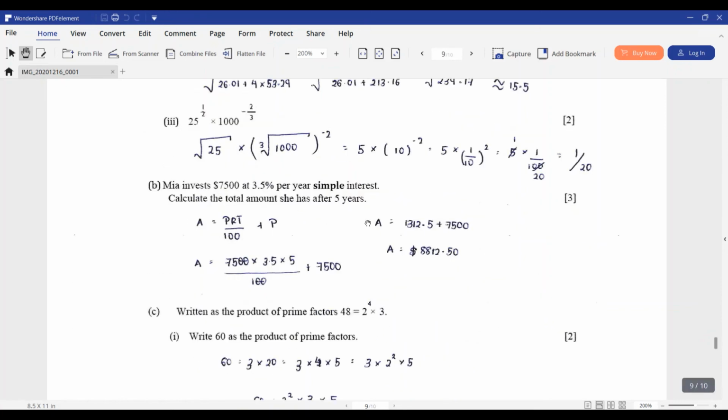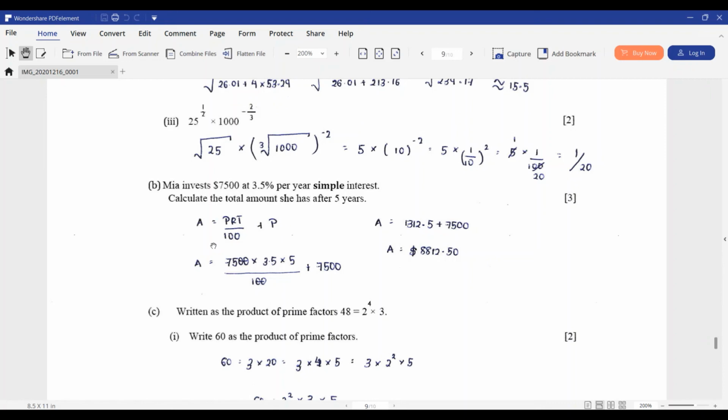Part B. Mia invests $7,500 at 3.5% simple interest. Calculate the total amount she has after 5 years. So we want to know the total amount, and in simple interest they don't add it for you. You've got to add the principal. They just tell you the value of interest you receive. That's why you can see that I've added P over there.